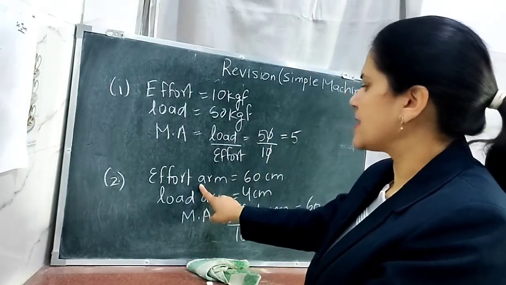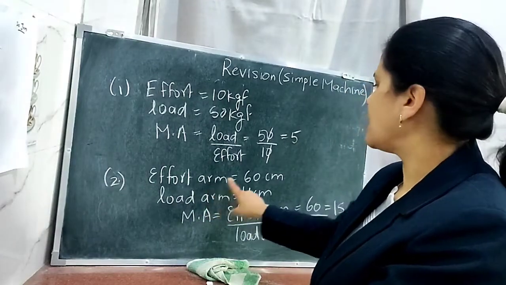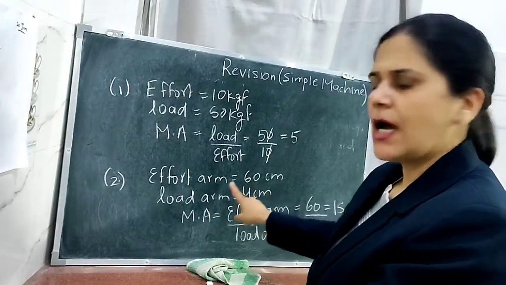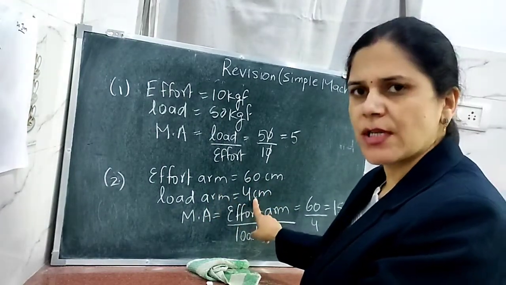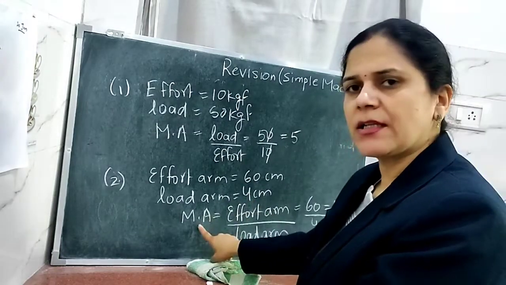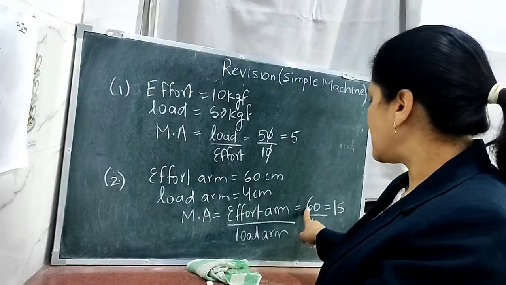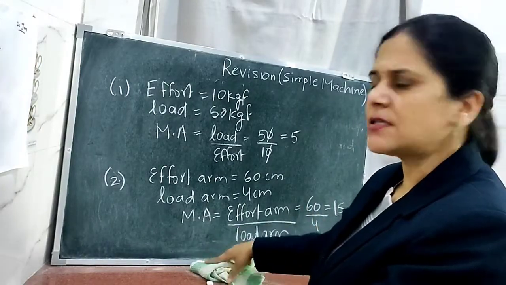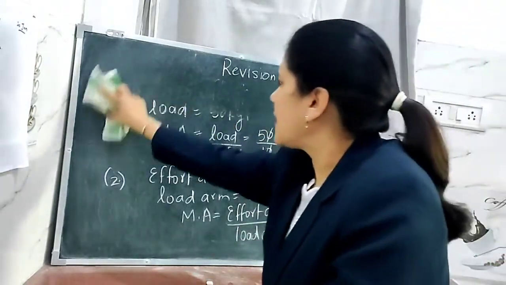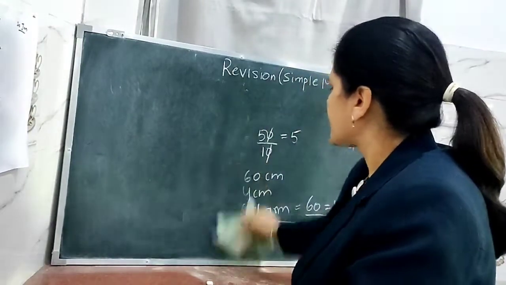In the second solved example, they have given out the effort arm is equal to 60 centimeter and the load arm is being given as 4 centimeter. So apply the mechanical advantage formula again, effort arm upon load arm, substitute the value and you will be getting the answer as 15. Now come to the third solved example.